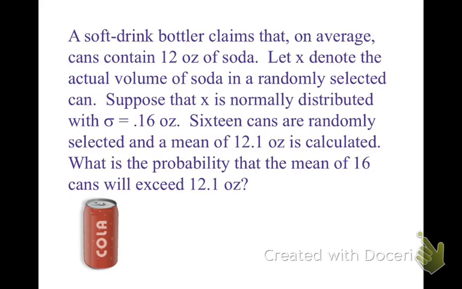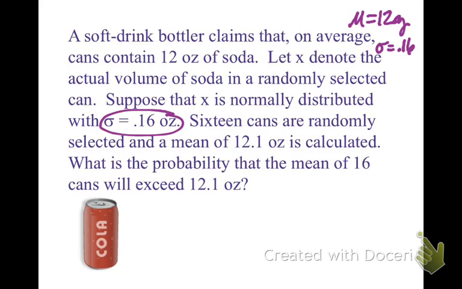Let's look at soft drinks. We've got a soft drink bottler. They claim on average that cans contain 12 ounces of soda. That means our mean is 12 ounces for our population. X is going to be the actual volume of soda in a randomly selected can. X is normally distributed with a standard deviation of 0.16. So we can have a population that is normally distributed.